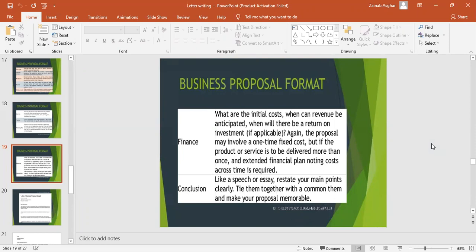उसका जो रेवेन्यू है वो क्या होगा, यू हैव टू लुक इनटू दैट एज वेल। उसके बाद यू आर गोइंग टू लुक इनटू इट दैट व्हाट विल बी द रिटर्न ऑफ द इन्वेस्टमेंट। मतलब अब आपने उस कंपनी के साथ डील कर ली, सो आफ्टर डीलिंग दैट कंपनी यू हैव टू सी कि अब आपका प्रॉफिट क्या होगा। मतलब एक सर्टेन अमाउंट तक ही कंपनी जो है कैन इन्वेस्ट। उस इन्वेस्टमेंट के बाद व्हाट इज द परसेंटेज दैट यू आर गोइंग टू गेट बैक। Again, the proposal may involve a one-time fixed cost, but if the product or service is to be delivered more than once, an extended financial plan noting cost across time is required.